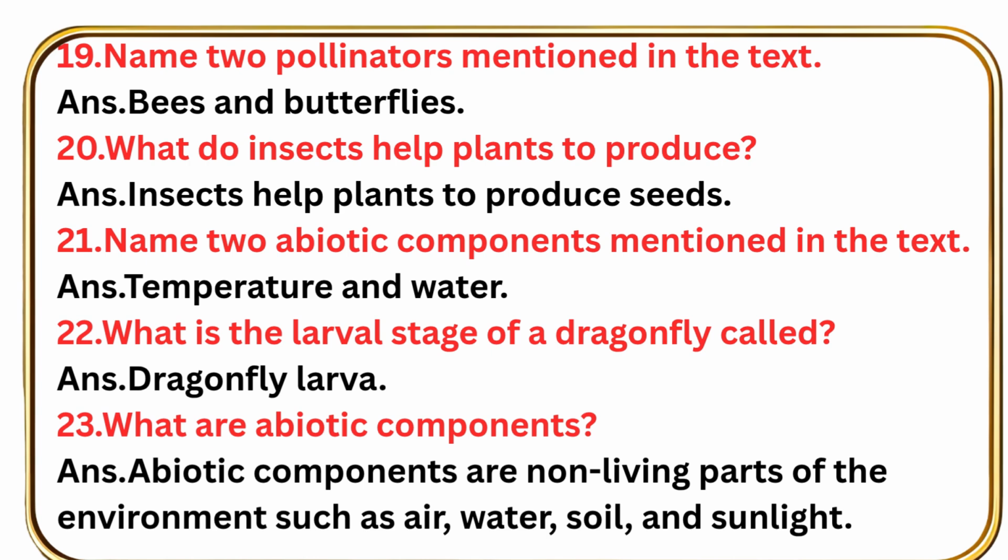Question number 21. Name 2 abiotic components mentioned in the text. Answer. Temperature and water. Question number 22. What is the larva stage of dragonfly called? Answer. Dragonfly larva. Question number 23. What are abiotic components? Answer. Abiotic components are non-living parts of the environment such as air, water, soil and sunlight.